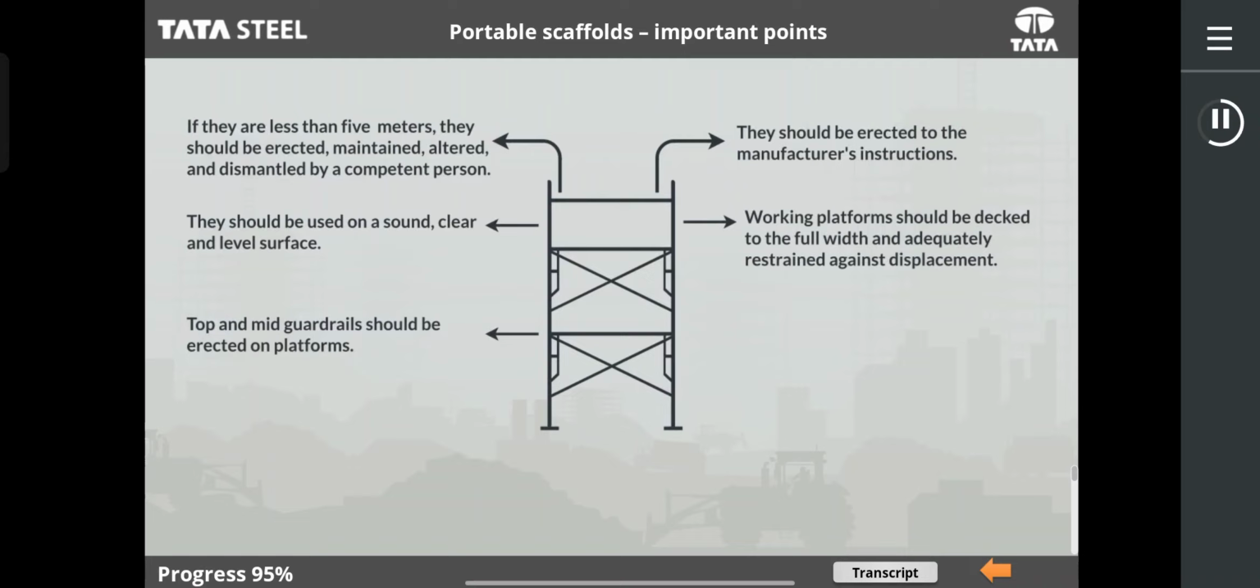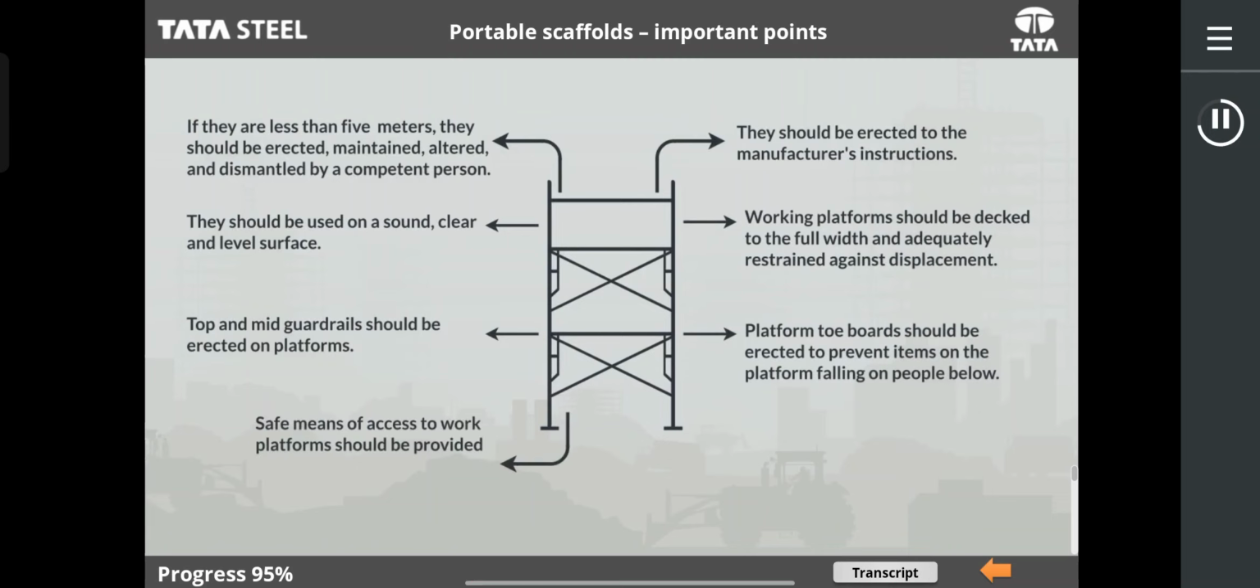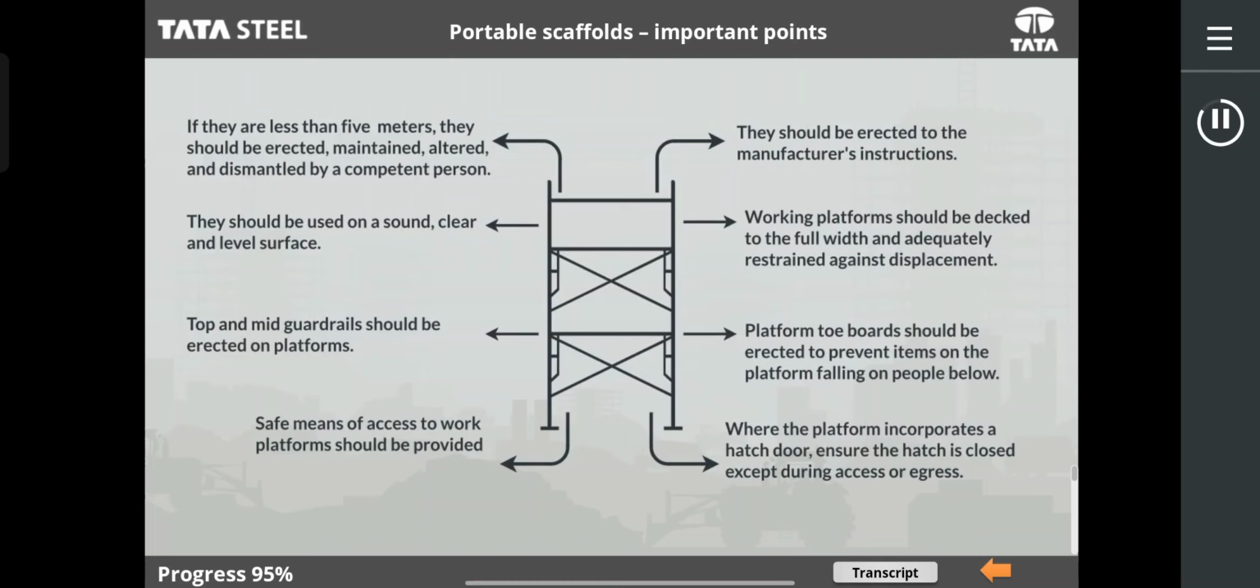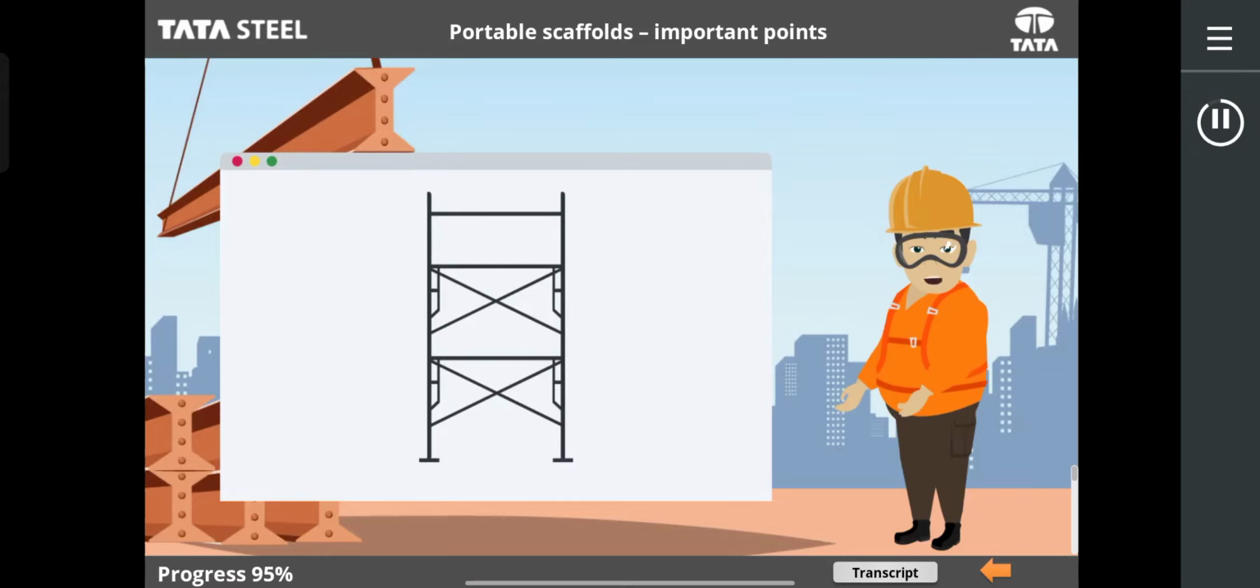Ensure top and mid-guard rails are erected on platforms. Erect platform toe boards to prevent items on the platform falling on people below. Provide safe means of access to work platforms. Where the platform incorporates a hatch door, ensure the hatch is closed except during access or egress. These will provide fall protection measures. However, all scaffolds, especially mobile scaffolds, can be unstable due to their structure.